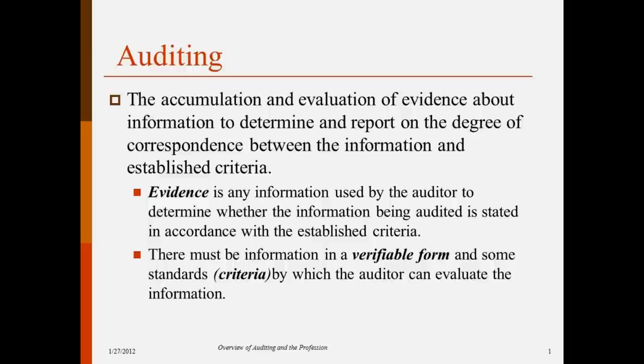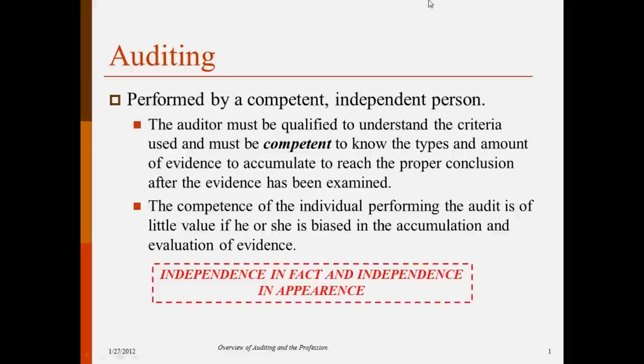And we'll talk a lot about the importance of evidence, the types of evidence that are considered appropriate and sufficient, the types of steps that auditors engage in to collect that evidence. That's what we'll cover over the next few weeks. There must be information in a verifiable form and some standards by which the auditor can evaluate the information. I think we cover evidence in chapter 8, I'm not sure. But evidence is obviously an extremely important part of the audit process, because an auditor has to be able to support his or her opinion. And the only way they're going to be able to do that is with the appropriate amount of evidence that they collect.